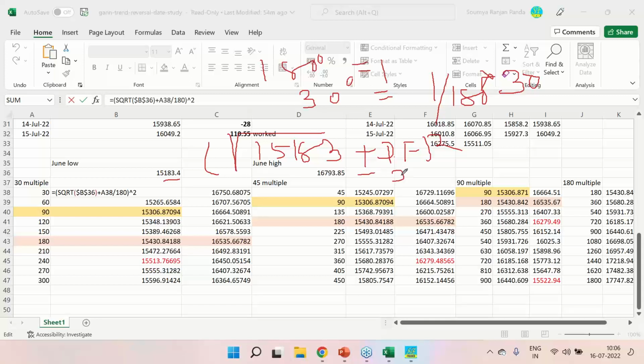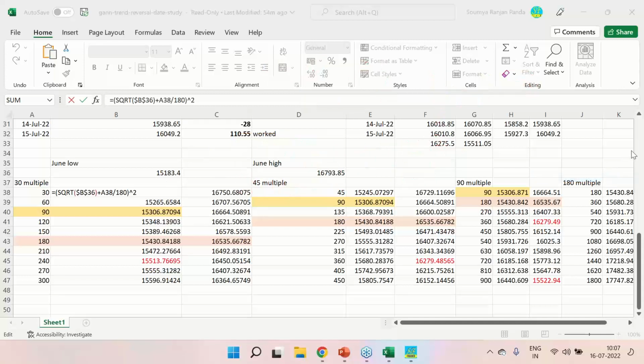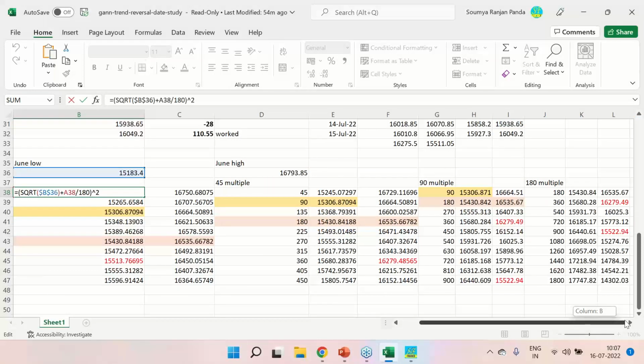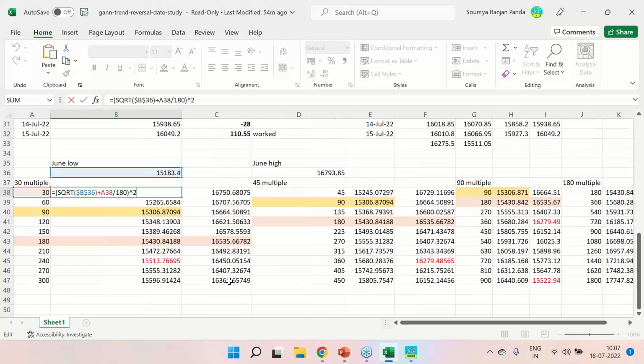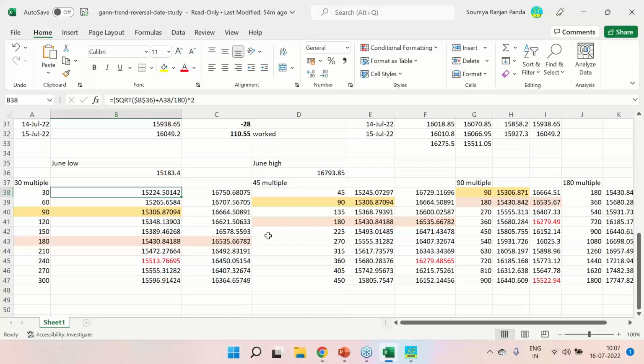The same process applies if you subtract the degree factor from the high. Here the square root of the high is 16,793.8. If you take the subtraction and take the whole square, you will get the supports. So I have taken 30, 45, 90, 180, all these multiples, and calculated the resistances and supports. This is what I have done with the monthly data, the June month data.